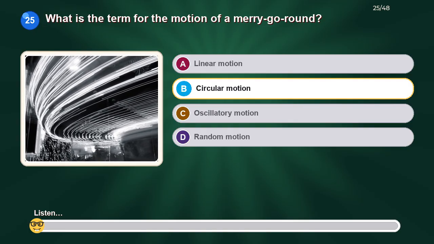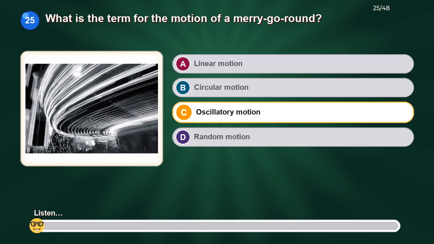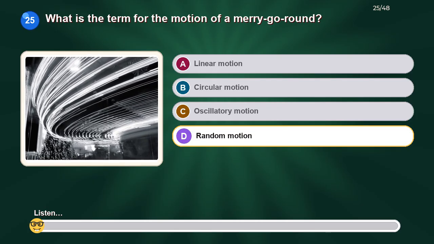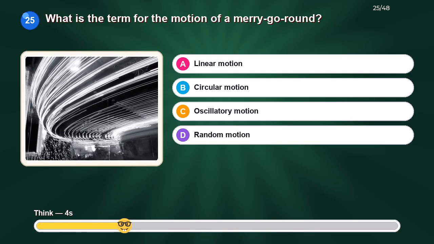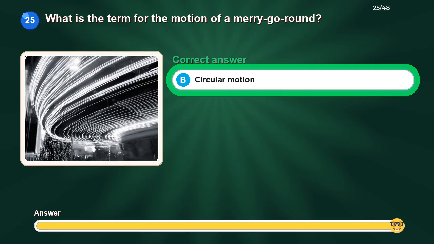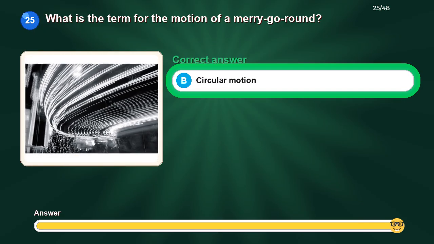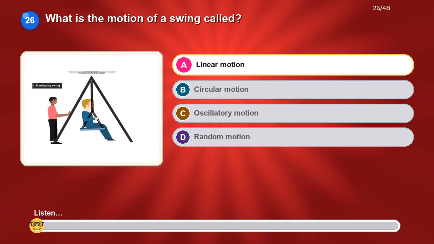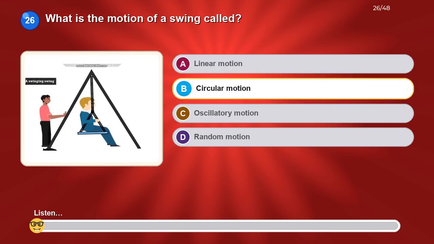Option B. Circular motion. Option C. Oscillatory motion. Option D. Random motion. The correct answer is circular motion. What is the motion of a swing called? Option A. Linear motion.